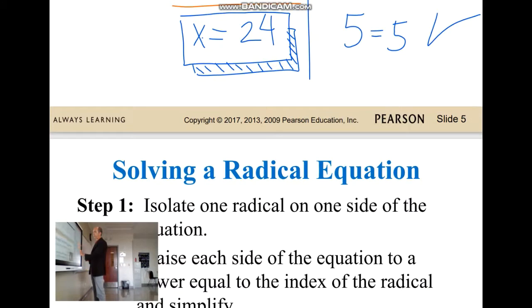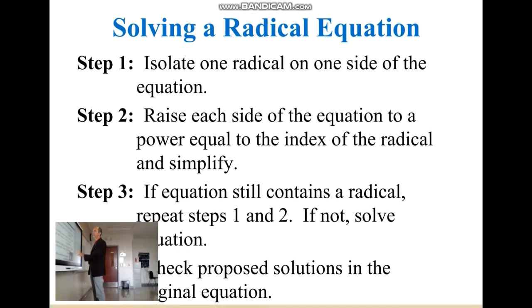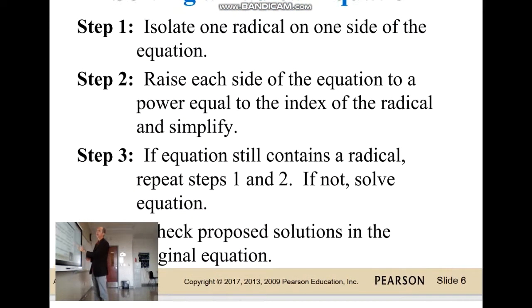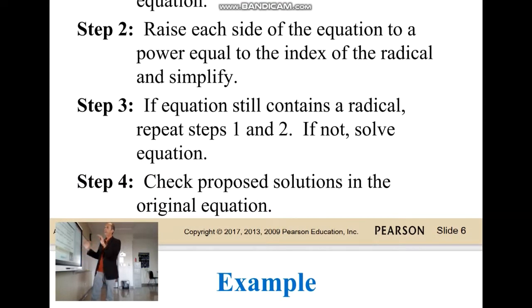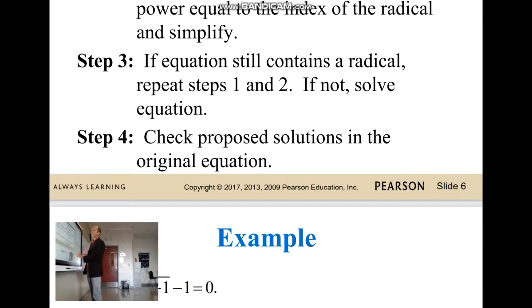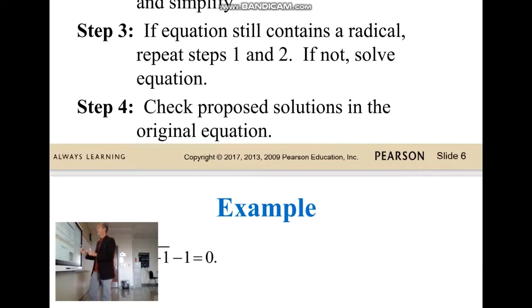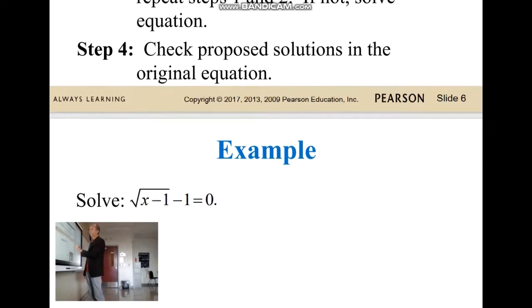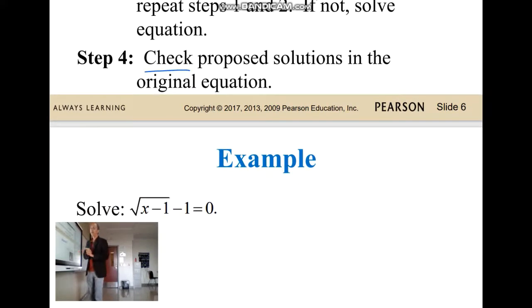So the step-by-step to solve a radical equation is: step 1, isolate one radical on one side of the equation. Step 2, raise each side of the equation to a power equal to the index of the radical and simplify. Step 3, if the equation still contains a radical, repeat step 1 and step 2. But if not, solve the equation, and then step 4, check. Very important, as I told you, you have to check the proposed solutions that you find in the original equation.